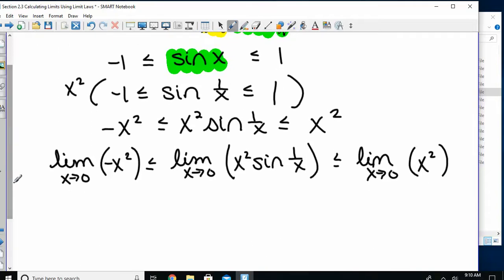I do expect this much work, guys. You can't just jump from the original down to here. I want the step-by-step justifying it.